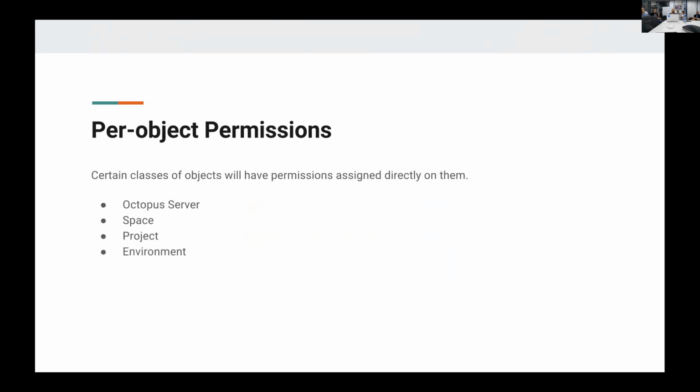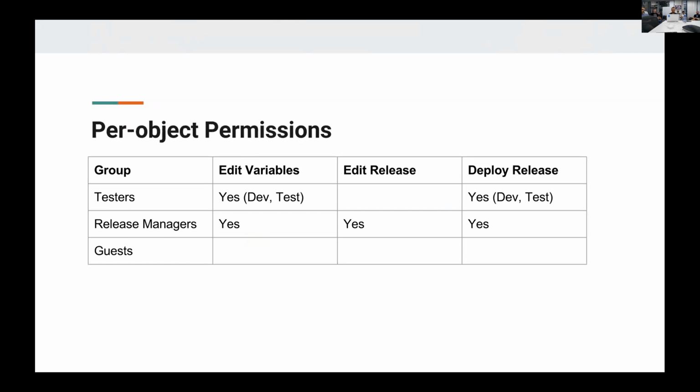The concept of per object permissions. So certain types of objects will have the permissions assigned on them. So rather than having to assign at a global level and scope to a project, for example, it will own its own set of permissions. So the initial set of objects that this would seem to apply to are the Octopus server as a whole, a space, a project, or an environment. I'll drill into that a little bit more in a second and give an example of what that might look like.